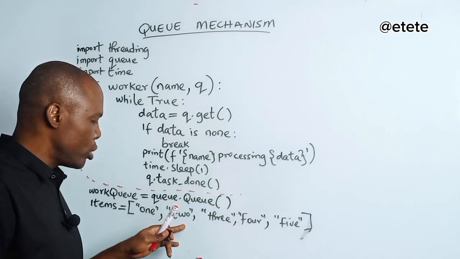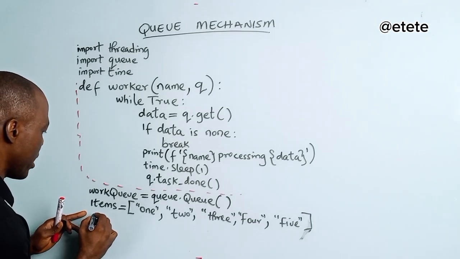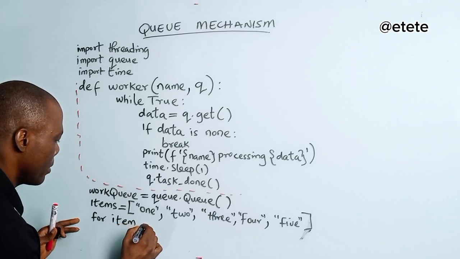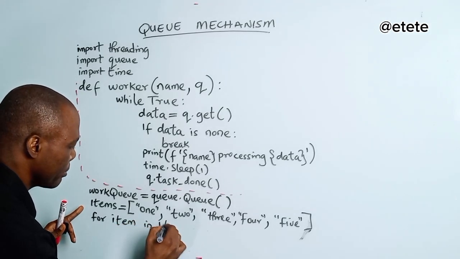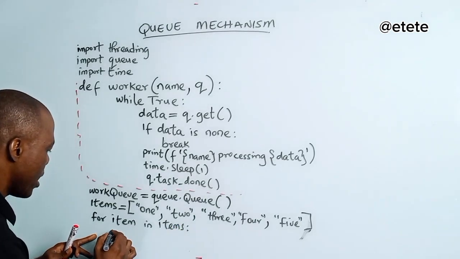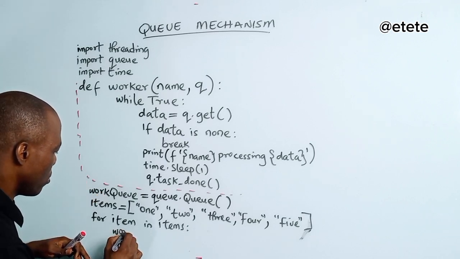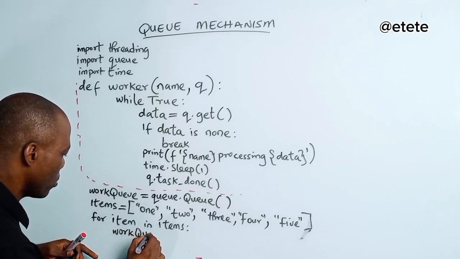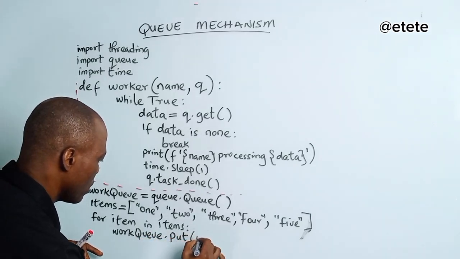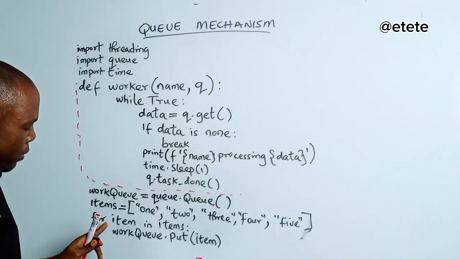Now, I now need to load these items on this my queue. So how do I do that? I have to come here and I will say for item in items, right? For item in items, go in and do this work queue.put(item), right?